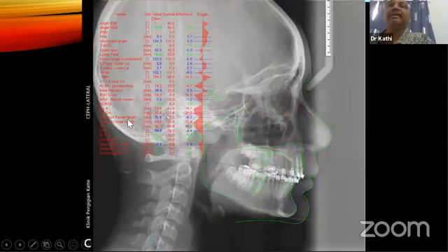So A and B and Wits are still there, but the inclination of the upper incisor, if you can see, is almost upright. The lower incisors are proclined to camouflage this situation, to camouflage this skeletal discrepancy and also the proclination of the upper incisor. Okay, going to the next guy.